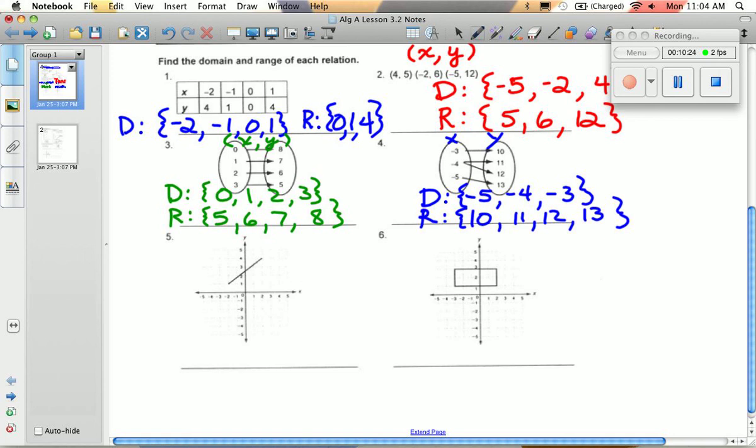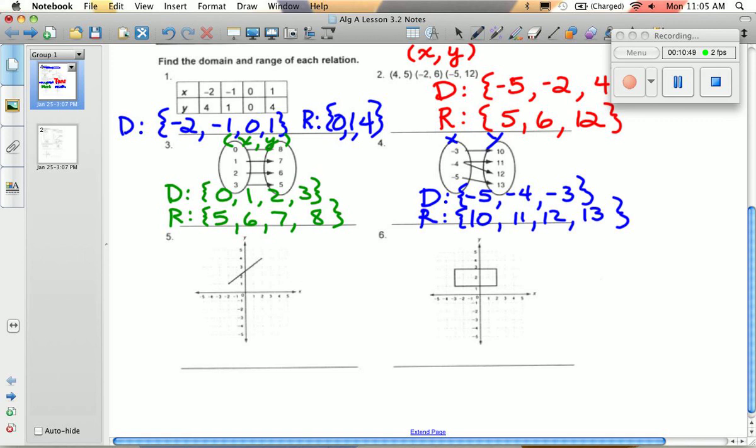Trey, do the arrows have to be equal? Okay. How many ordered pairs do you think this relation has? What do you guys think? How many ordered pairs do you think that relation has in number 4? Trey has a really good question here. How many ordered pairs are there? 4? 3? Probably either 3 or 4, right?